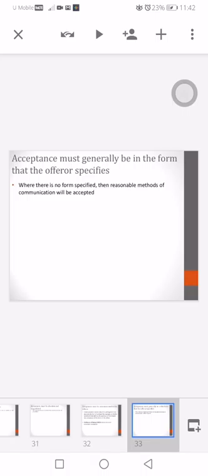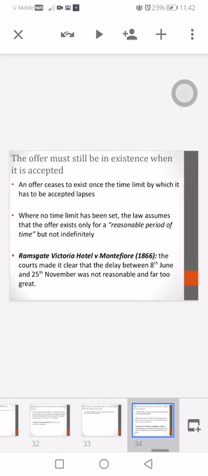Acceptance must generally be in the form that the offeror specifies. When no form is specified, a reasonable method of communication will be accepted. The offer must still be existent when it is accepted. An offer ceases to exist when the time limit by which it has to be accepted lapses. Second point, where no time limit has been set, the law assumes that the offer exists only for a reasonable period of time but not indefinitely. Refer to the case Ramsgate Victoria Hotel v Montefiore, 1866. The court made it clear that the delay between 8 June and 25 November was not reasonable and far too great.